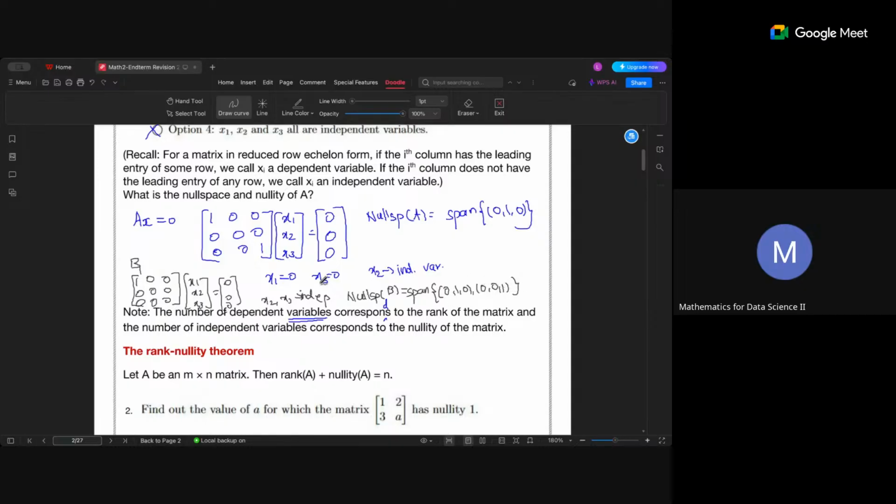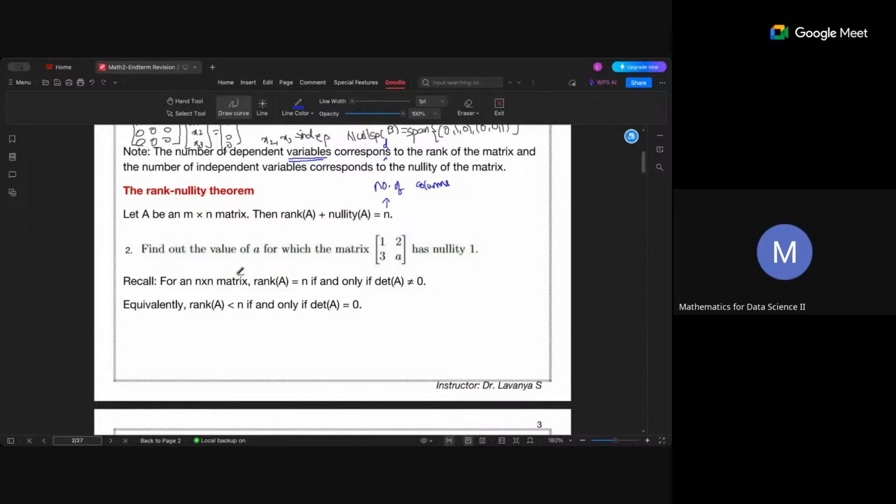So the number of independent variables corresponds to the number of vectors in the basis for the null space, right? And you can see that here the nullity is 1, and here the nullity is 2. Clear? So what is the rank nullity theorem? For an m by n matrix, the rank of A plus the nullity of A is equal to n. Remember, here n represents the number of columns.